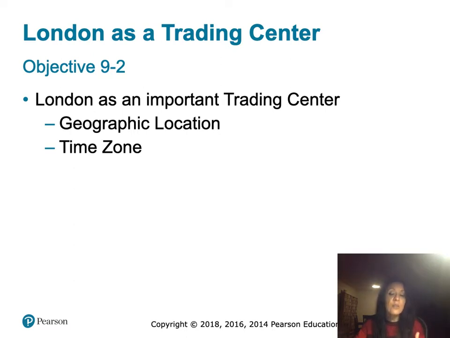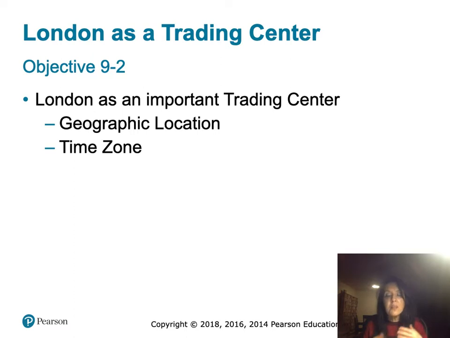Second, London is positioned in a unique way because of its time zone. You can also see in map 9.1 in the book that noon in London is 7 a.m. in New York and evening in Asia. So London is very uniquely positioned because of its time zone, right?